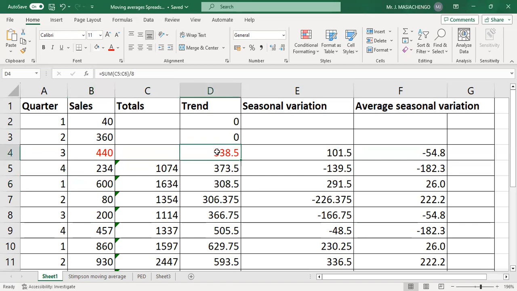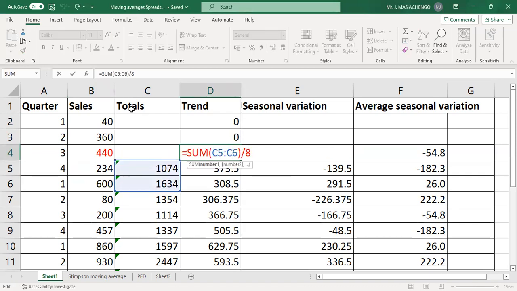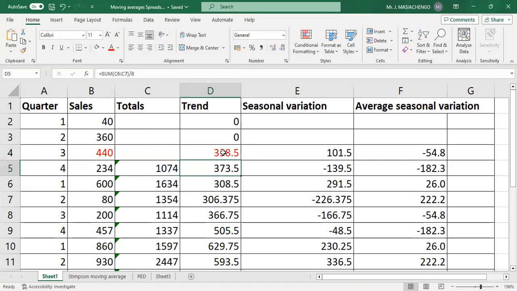All right, let me come again. I said if you want to get this one, the simpler way I told you, you first complete this total section. Then you divide the answer by 8. It's easy, right? You add 1074 plus 1634. Then you divide the answer by 8. But in an examination, you might be under pressure. So let me show you a shortcut. We want to get this 338.5.